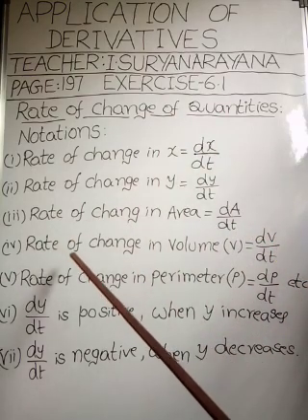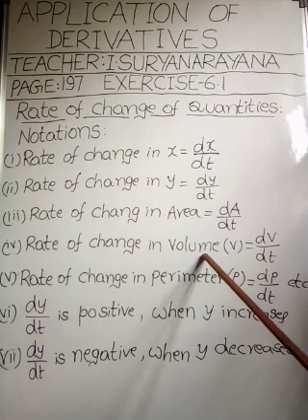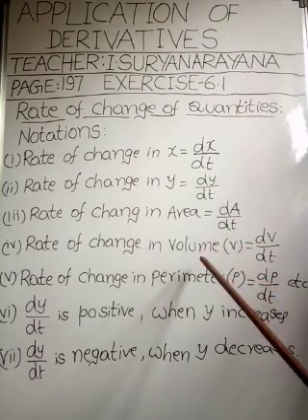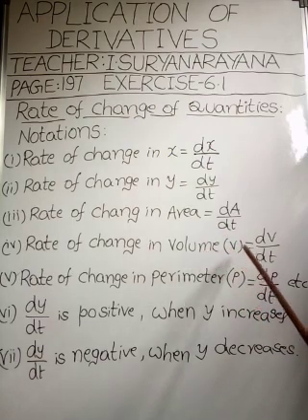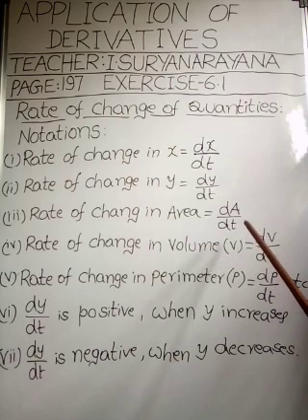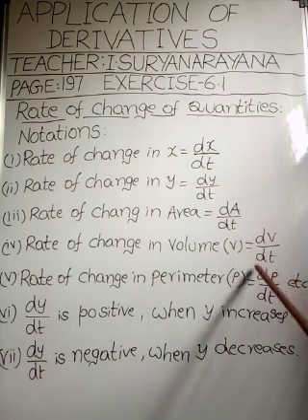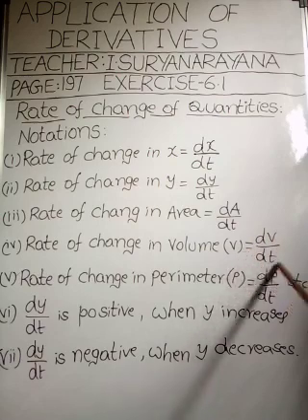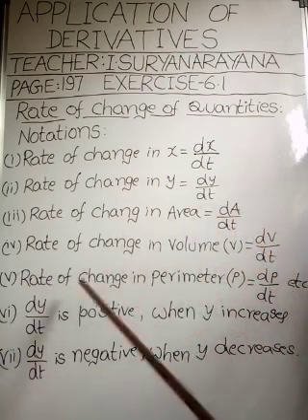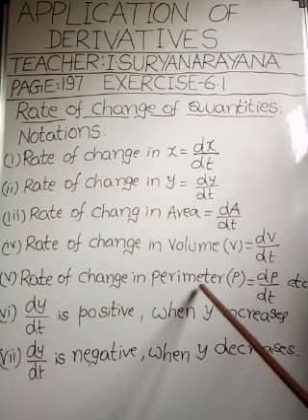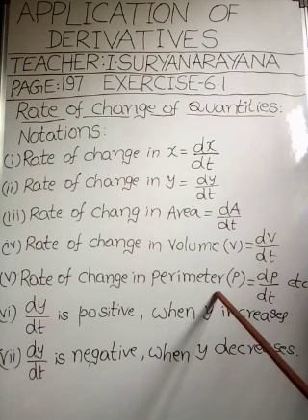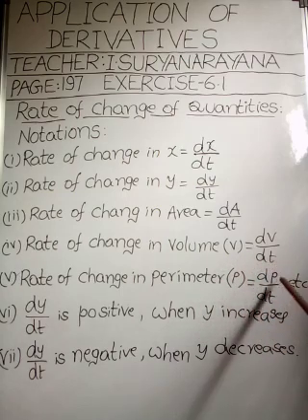Now come to the next point, rate of change in volume. We have to find the rate of change in the volume of a cube, in the volume of a cuboid, like this. We have to find rate of change in the volume of some solids. In that case, it means we have to find dV by dt. Understood this point, my dear children? Similarly, rate of change in perimeter of a circle, perimeter of a rectangle, perimeter of a triangle, perimeter of a square, like this they will ask. It means we have to find dp by dt. Understood this point, my dear children?